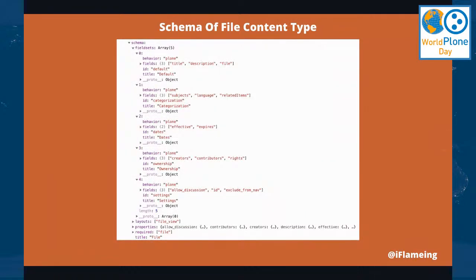And why are we doing this? We are saying to Volto, hey Volto, we have an ID, a title called default, and we want to draw these 3 fields. Then Volto asks you, hey, what is the structure of these fields?